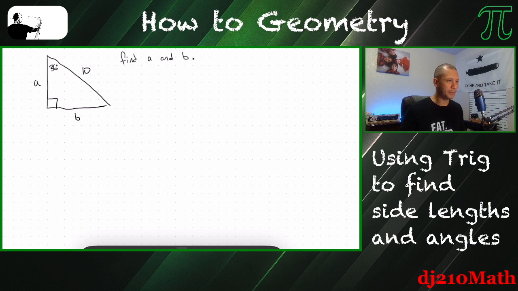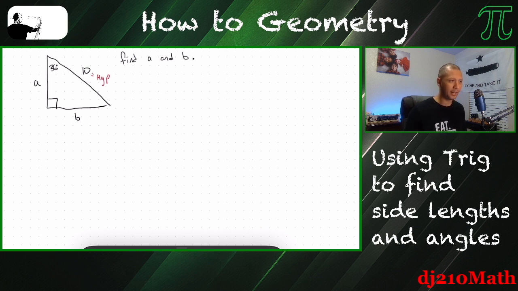Okay, find A and B. What are we given? We're given an angle, and we're given a side length. Here, the side length we're given is the hypotenuse. Doesn't matter which one we do. Let's start alphabetical, so let's start with A.